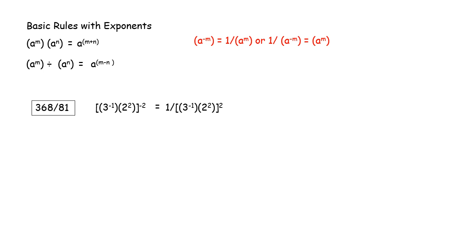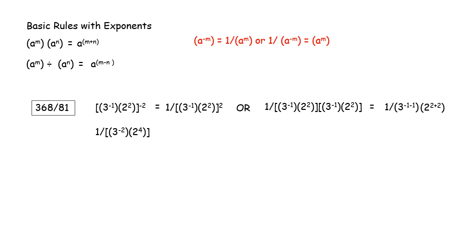When we expand this out, because when we square a number, it's just multiplying that number by itself, we will have 1 over the whole thing, 3 to the negative 1 times 2 squared, times itself, 3 to the negative 1 times 2 squared. Let us combine our bases first. With 3, we will have 1 over 3 raised to the power negative 1 and negative 1. 2 will be raised to the power of 2 plus 2.